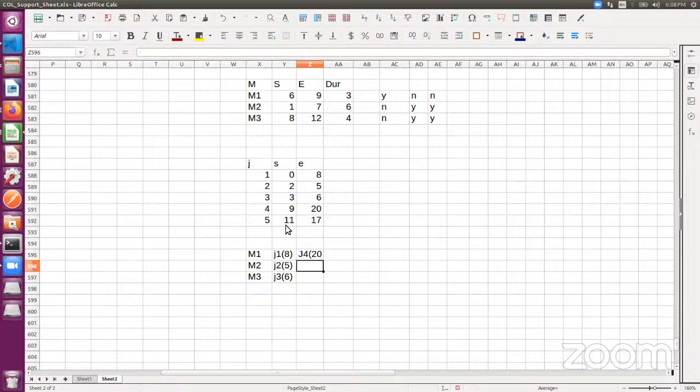Next, job 5 comes at 11. You can see that machine 1 is not free, but machine 2 is free, so I can allocate job 5 to machine 2. So this is the optimal number of machines that can be used. A minimum of at least 3 machines is needed to solve this problem. Understood? Any doubts?